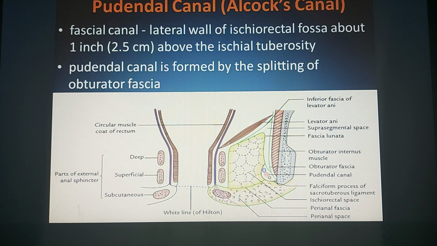Coming to the pudendal canal. Pudendal canal, otherwise Alcock's canal. This is the fascial canal which is present within the lateral wall of the ischiorectal fossa. It is about 1 cm, otherwise 2.5 cm, above the ischial tuberosity. This pudendal canal is formed by splitting of the obturator fascia.